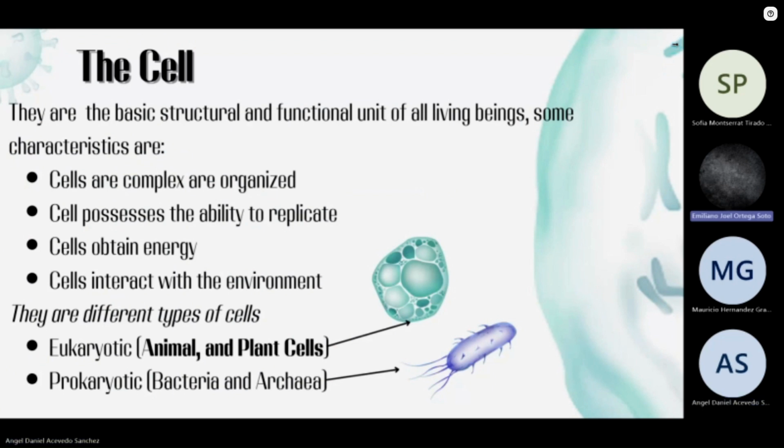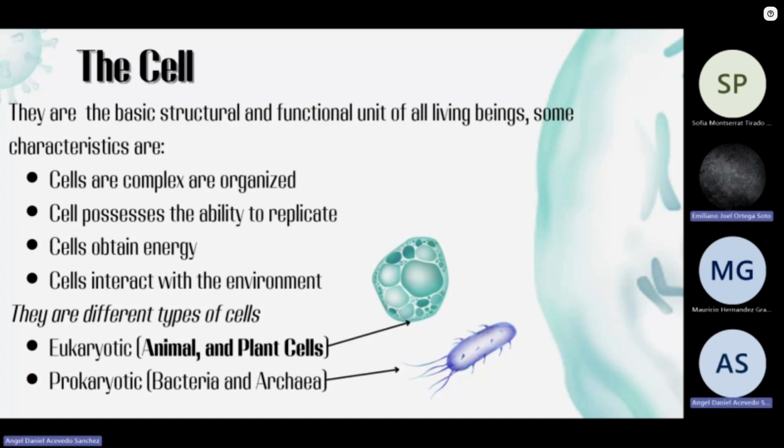Okay, so I will start with the cell. The cell is the basic structural and functional unit of all living things. So the cell is the basic unit of life, and like it says here, all living things are made up of this. Some characteristics: cells are complex and organized. They have many organelles and different membranes. Then the cell possesses the ability to replicate. This means they can reproduce themselves with another, or simply do mitosis.